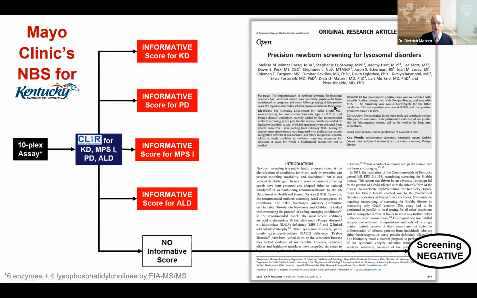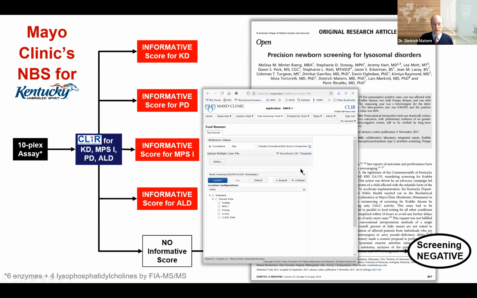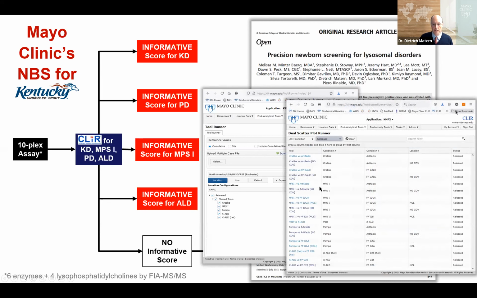We published the first 3 years of screening for the lysosomal disorder several years ago. CLEAR, again, is a bioinformatics approach to looking at the results for those specific conditions that we're screening in Kentucky. There's a secondary tool, dual scatter plots, where you compare, for example, Krabbe versus false positive GALC reduction because of pseudodeficiency or other reasons, poor specimen quality, and whether it could be Krabbe or is a false positive.